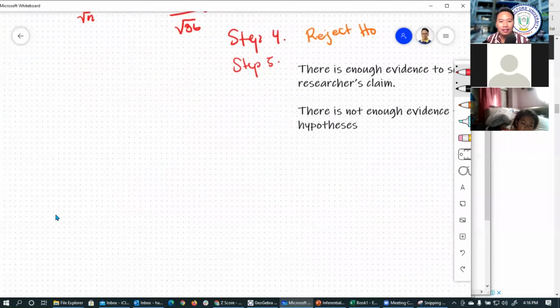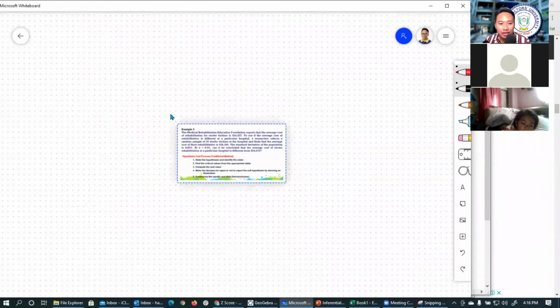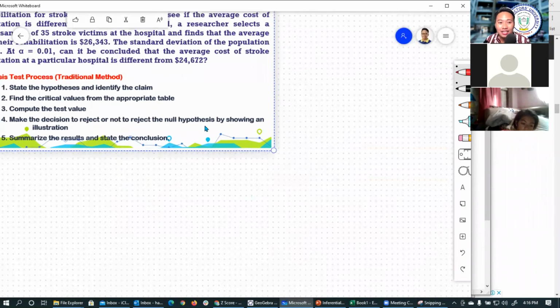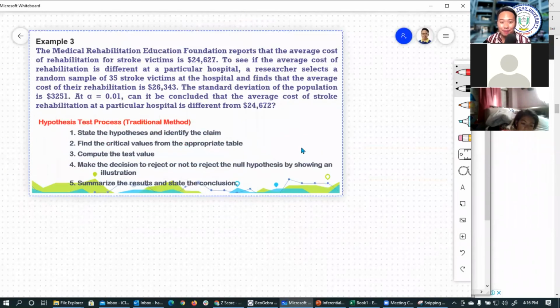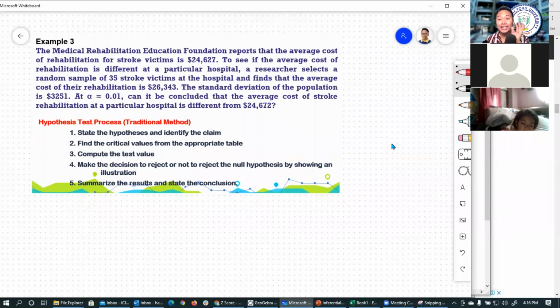Okay. So, let's work on the last item, example number 3. There's a twist here, guys, and it's different from the first two examples. But steps 3, 4, and 5 would be the same thing. They're similar. But step 1 and step 2 are different here.